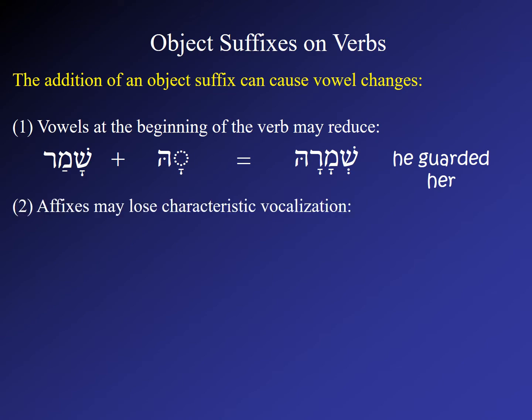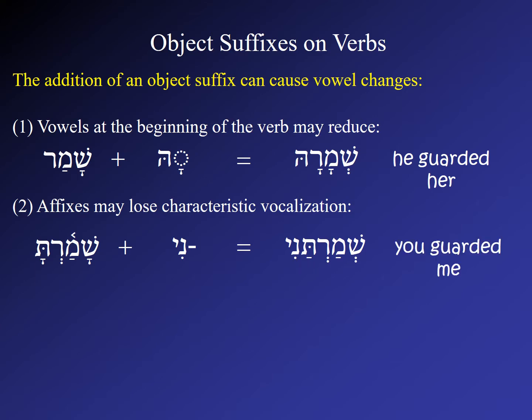Second, affixes may lose their characteristic vocalization. So, for instance, shamarta, you guarded. If we add ni, which is me, then we get shamartani. Notice here our qamets has become a patach. So you still hear the a class, but you've lost the clear indicator there of the second masculine singular that we've been used to. So shamartani, you guarded me.